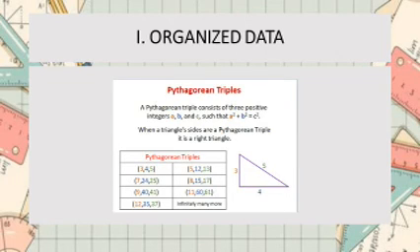Organized data. Pythagorean triples consist of three positive integers a, b, and c such that a squared plus b squared equals c squared. Take note, when the sides of the triangle are Pythagorean triples, it is a right triangle. Therefore, Pythagorean triples are only found in a right triangle. Take a look at the table below consisting of the Pythagorean triples. They are all found in a right triangle.